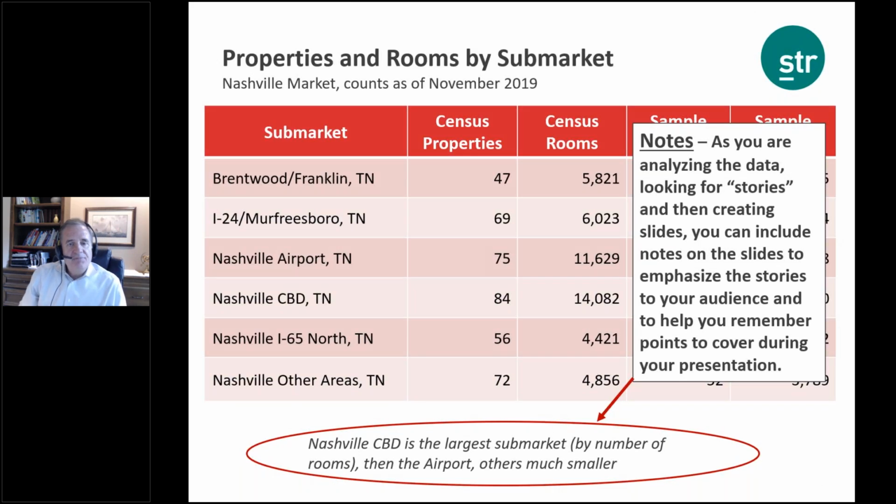With that raw data, I am going to create some tables. And again, the slides here can be used as templates when it comes to creating the tables and when you're working on your project. The Nashville market has 6 submarkets that are listed there, and you'll notice you're looking at census properties, census rooms, sample properties, and sample rooms. Now, I put the note on top of that, but they're behind the scenes if you delete that note.